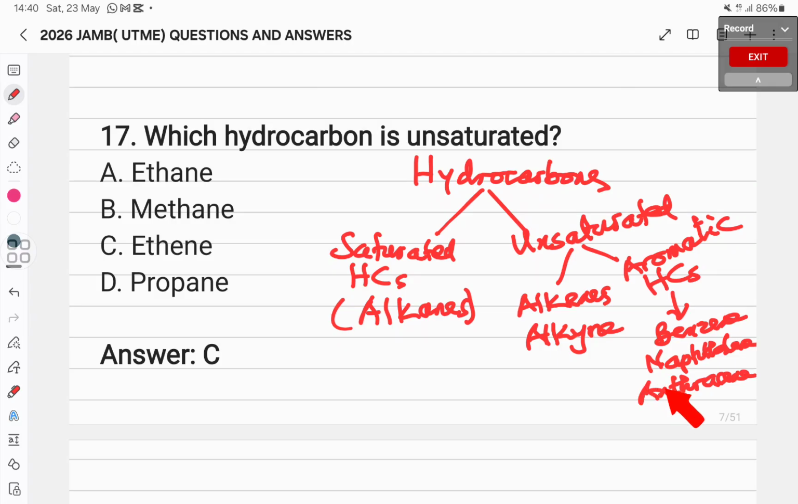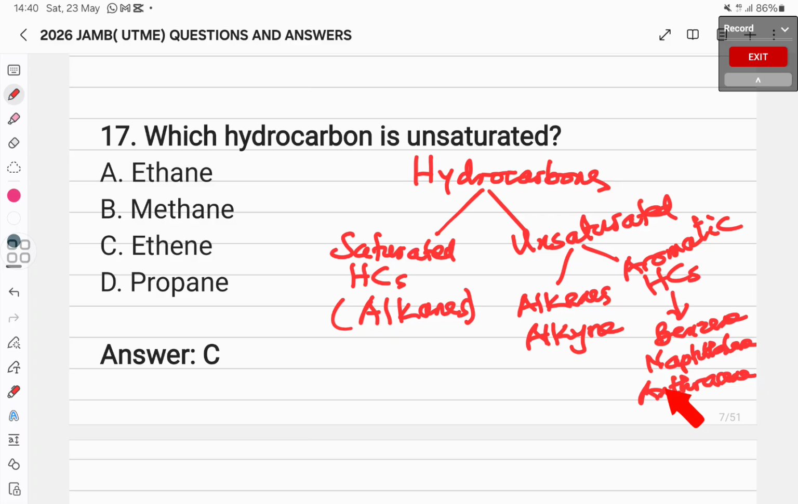Ethene is an unsaturated hydrocarbon that contains a double bond between the two carbon atoms in the molecule. Generally, unsaturated hydrocarbons are hydrocarbons that contain at least a double or a triple covalent bond between two adjacent carbon atoms in their molecule.